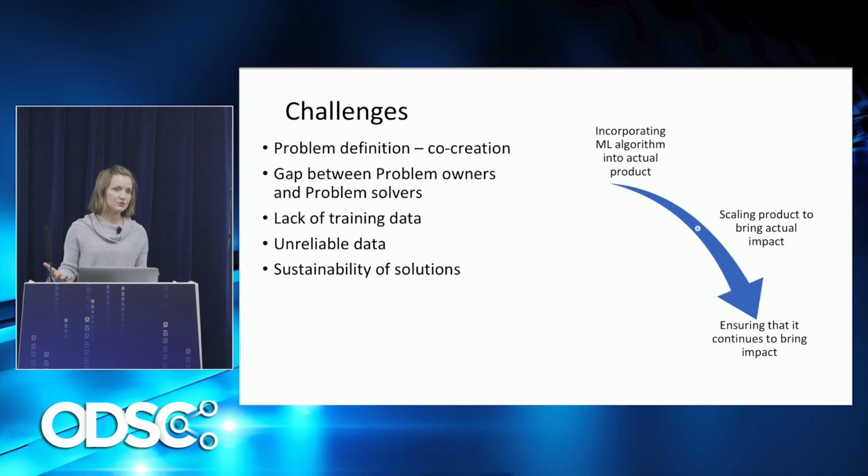And to do that, when you develop your machine learning algorithm and it's working, you need to incorporate it into the actual product. Normally, when you go to the field, they already use something to tackle the problem, and you would like just to improve it. So you need to incorporate your algorithm into the existing system. And then, in order to bring the impact, you need to scale your product.